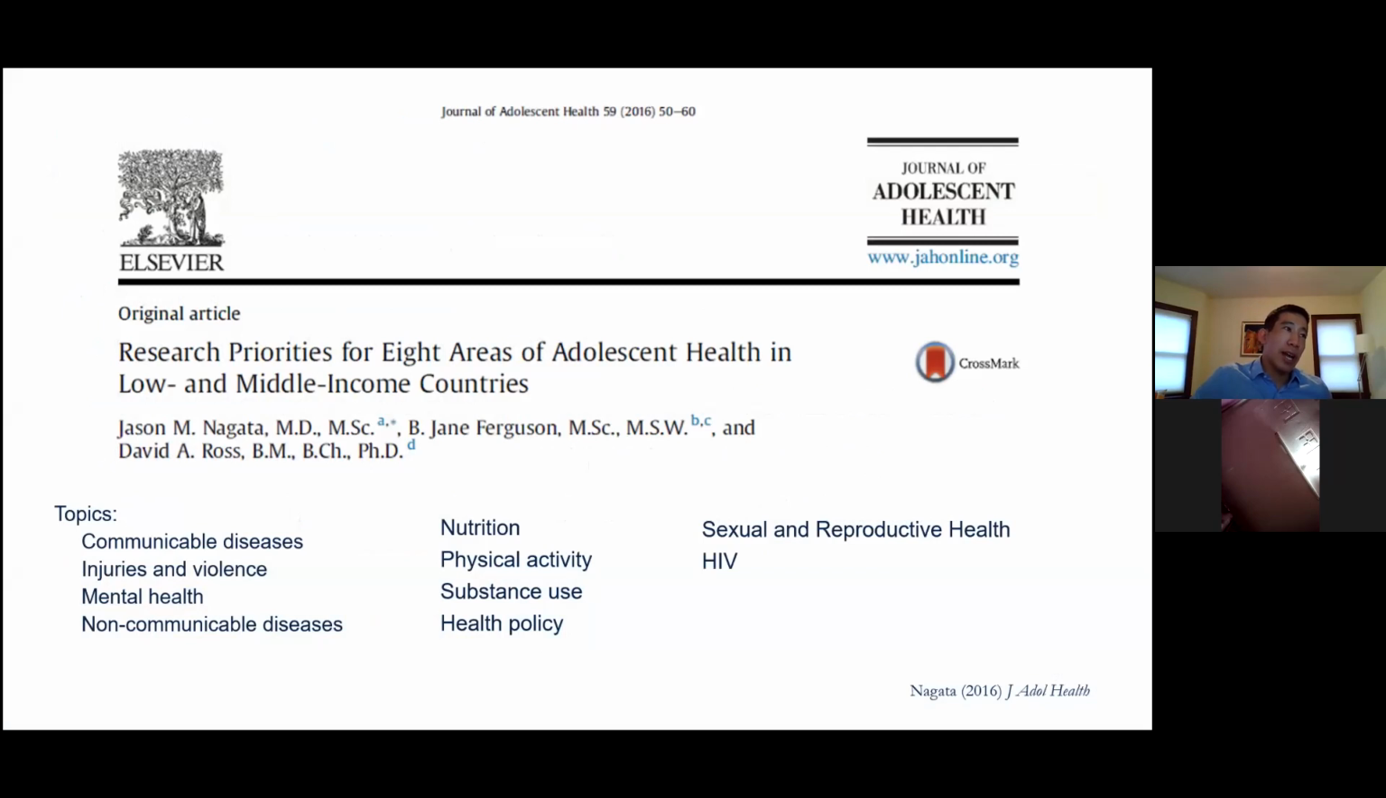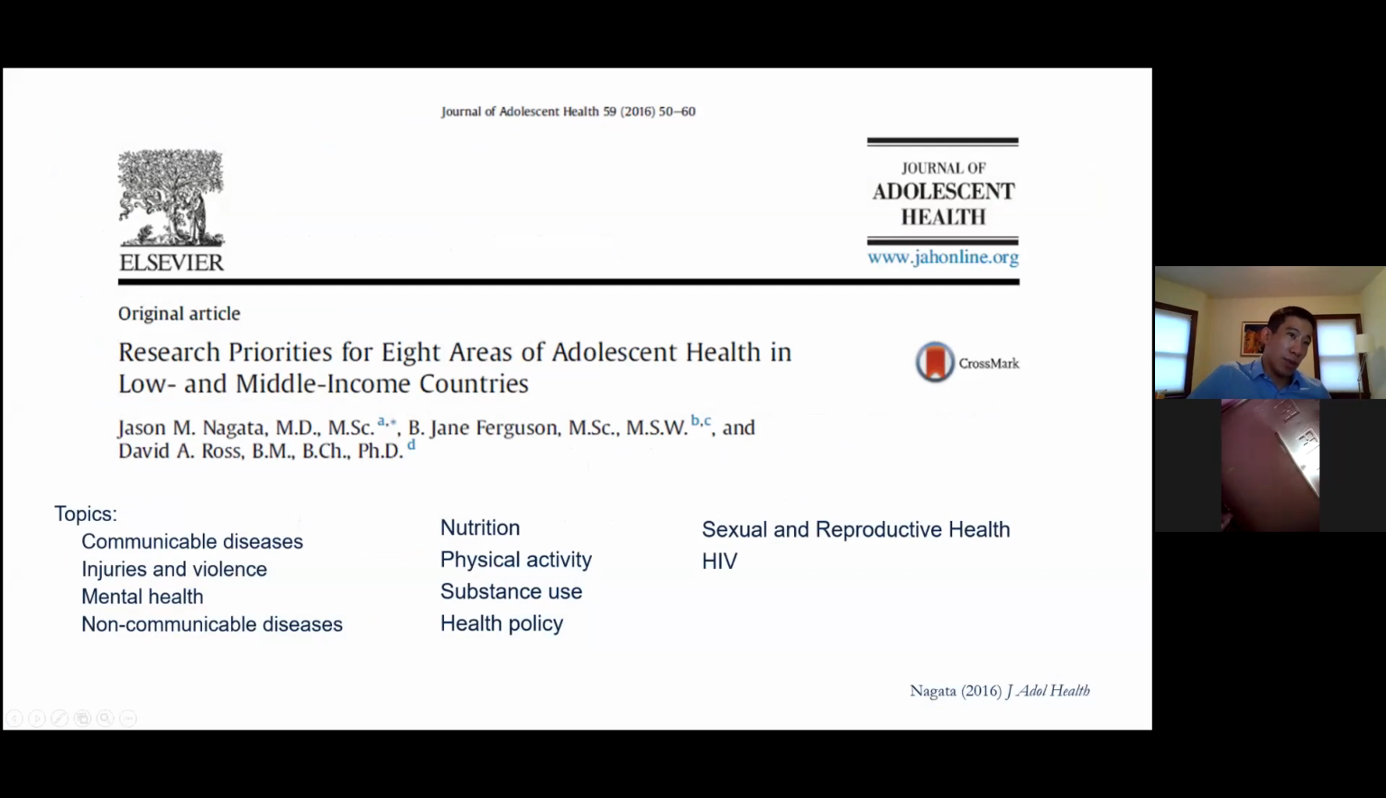Sort of reflecting that, I just wanted to share briefly that when I was a trainee, I got to do an internship at the World Health Organization as they were preparing for this global action for adolescent health stuff. And so I got to participate in this scoping exercise that looked at the research priority areas in adolescent health, specifically in low and middle income countries.